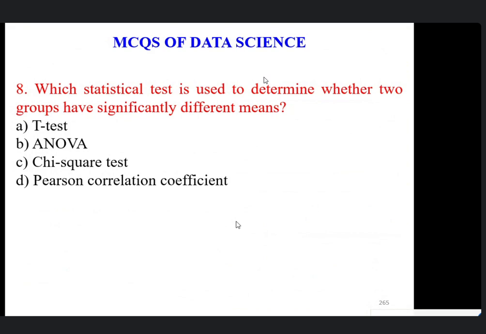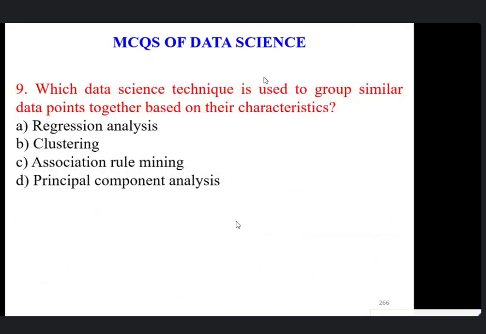This comes after statistical techniques. I think you can answer, no problem. I'm giving this test because that is the fourth module. We need to discuss statistical methods. After that, you can guess the answer. T test is the correct answer.